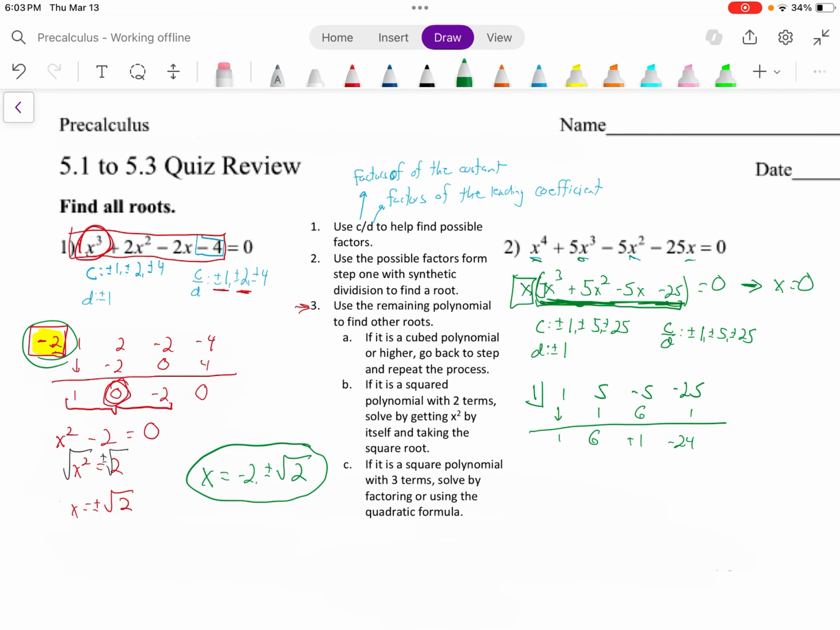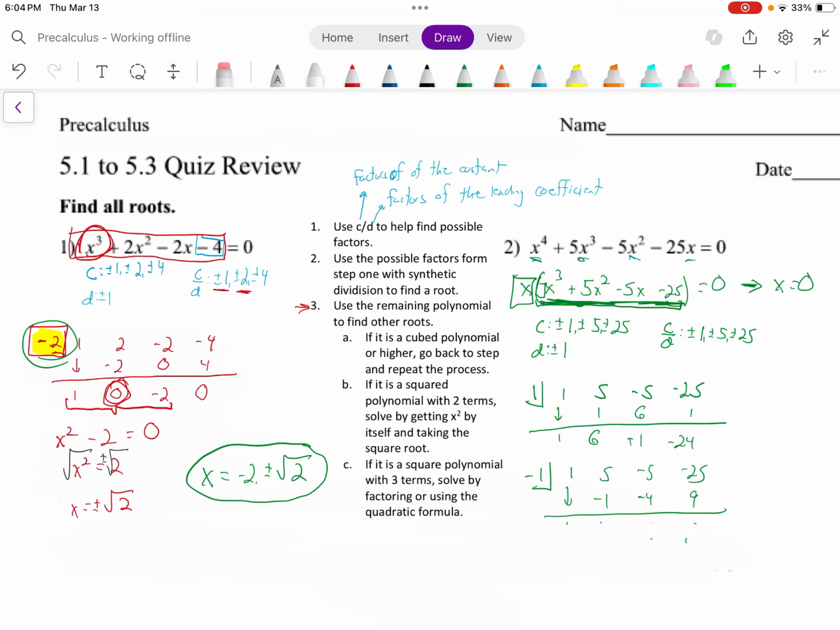So let's try negative 1. I don't think negative 1 will work either, but maybe it will. So we got 1, 5, negative 5, and negative 25. Bring down the 1. This will be negative 1. 5 minus 1 is 4. This is negative 4. Add those together, we get negative 9. Negative 1 times negative 9 is 9. We get negative 16, which is not 0. So neither of those two work.